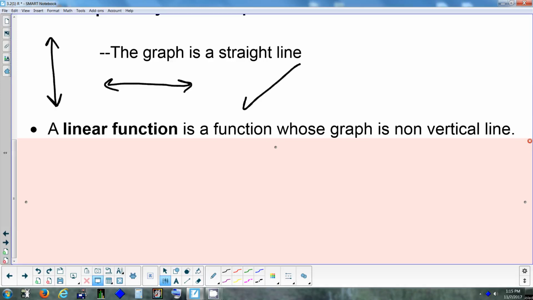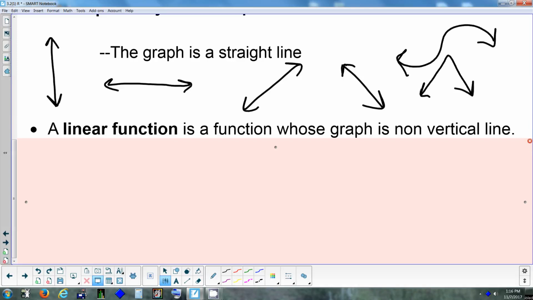This is okay? My line is horizontal. This is okay? Anything like that is fine. How about this? No, that's not. That's nonlinear, right? Yes, it has two straight lines, but it's got that curve in the middle. Where do you see a nonlinear graph? This, nonlinear. All those things are nonlinear. It has to be a straight line that's not vertical.